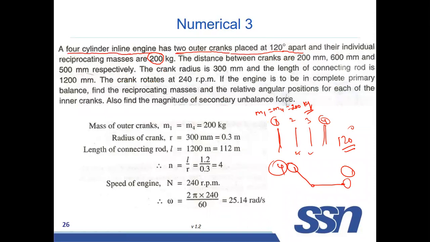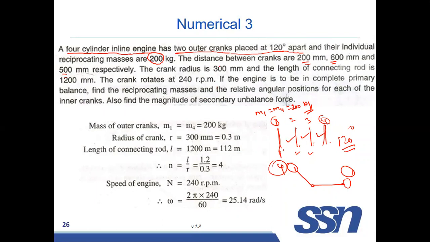In the previous problem, all engines are having the equal reciprocating mass. But here in this problem, 1 and 4 are given, 2 and 3 are not given. The distance between the cranks are 200 millimeter, 600 millimeter, and 500 millimeter respectively. You take this distance, and this distance are given. In the previous problem, all are same. But here it is not like that. This distance and this distance are not same.